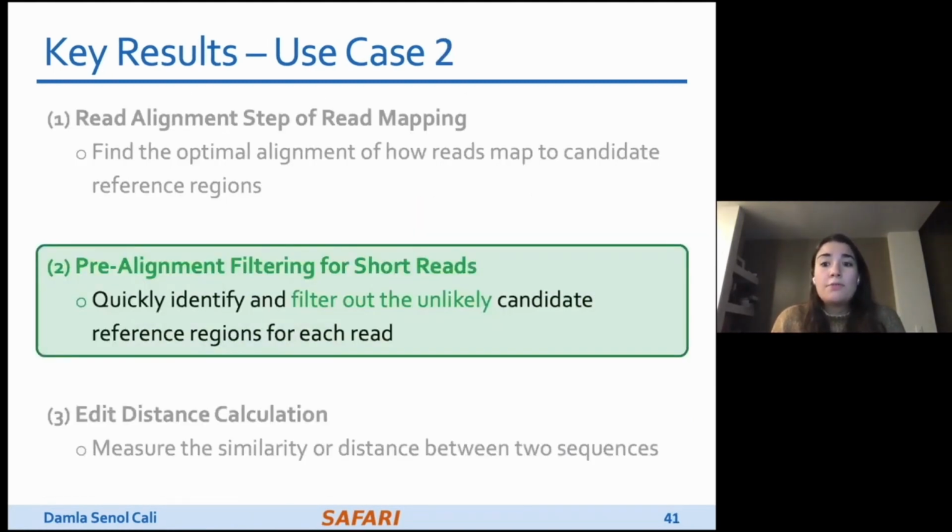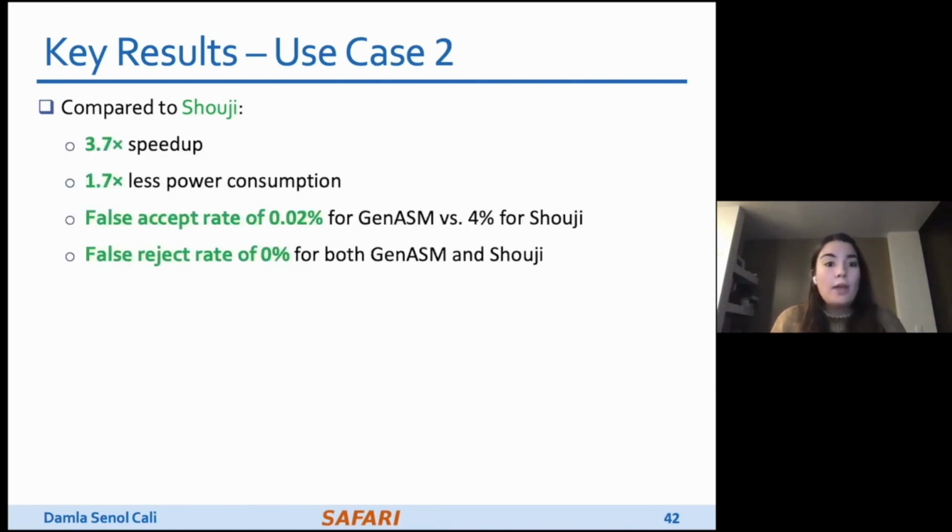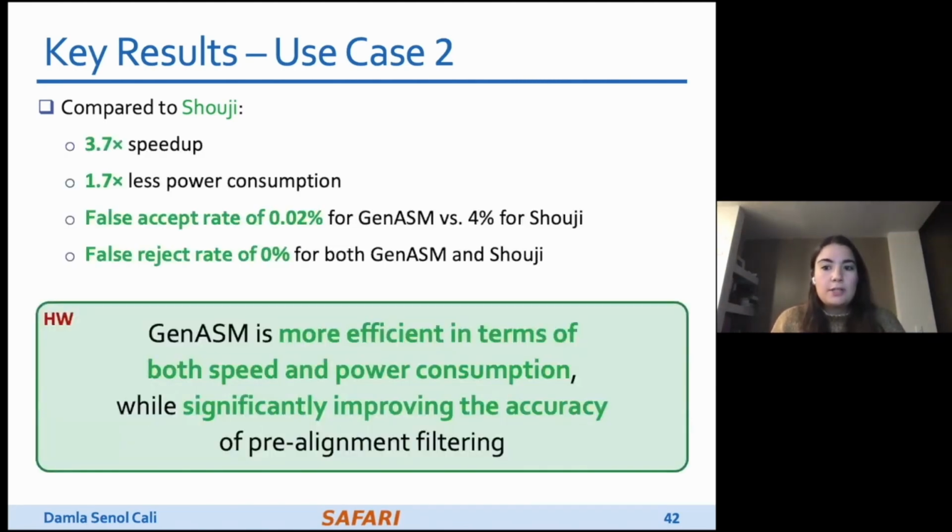Let's look at our results for the second use case briefly. Here, I won't cover all the results in detail, but here's the key takeaway. Compared to Shouji, which is, as I said, the state-of-the-art FPGA-based filter, GenASM is more efficient in terms of both speed and power consumption while significantly improving the accuracy of pre-alignment filtering.